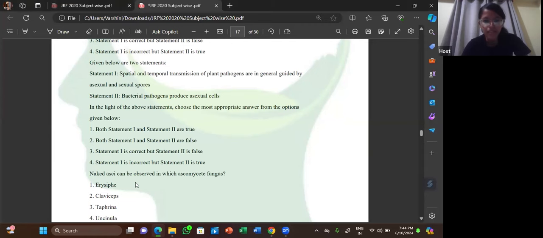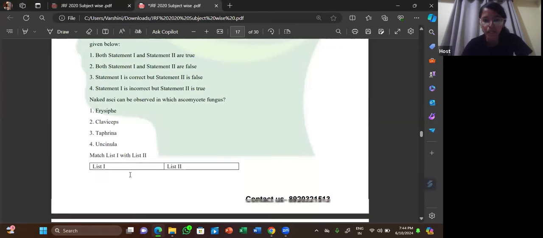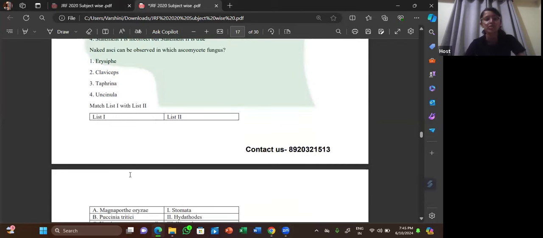Okay, next is the naked asci concept. Naked asci can be observed in which of these ascomycetes fungi? There are four options: Erysiphe, Claviceps, Taphrina, and Uncinula. Now let me know the answer for this. Where can you notice the naked asci? Option 3. That is in case of Taphrina, you can notice the open asci or naked asci. Just now I said peach leaf curl is by Taphrina deformis. So in this Taphrinomycetes only, you notice the naked asci.